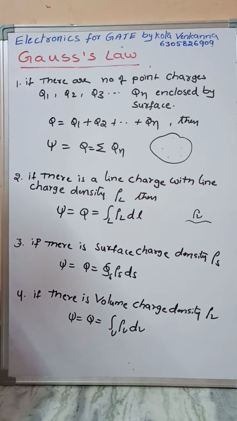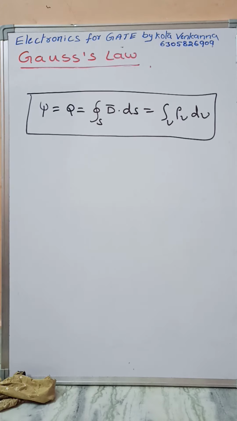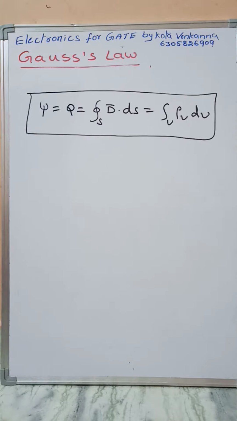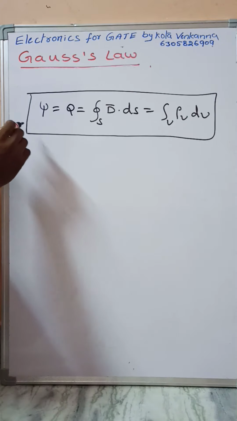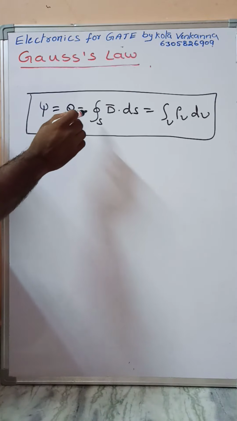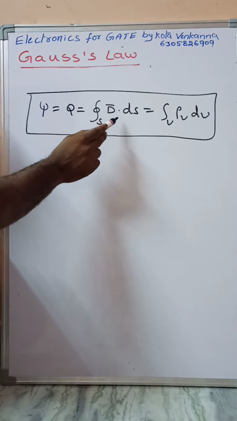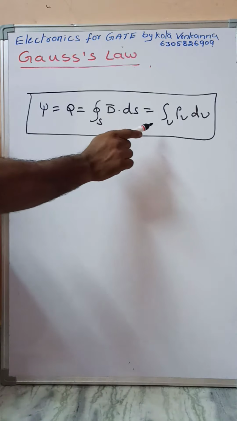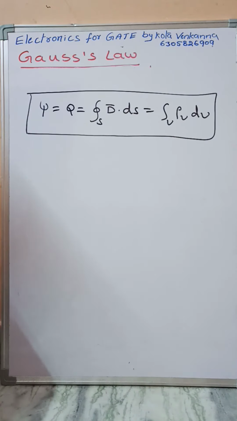So these are the basic definitions in Gauss law. The common mathematical representation for Gauss law is psi is equal to Q, which is equal to the surface integral of D dot dS, which is equal to the volume integral of rho v dv. So this is the general form for the mathematical representation of Gauss law. Next we will discuss the applications of Gauss law.